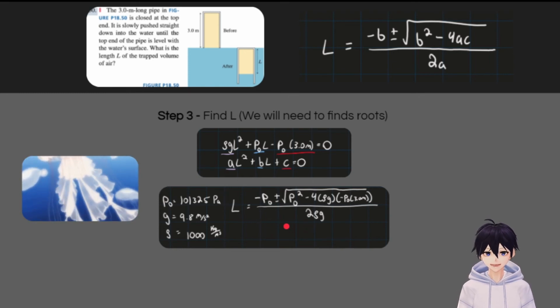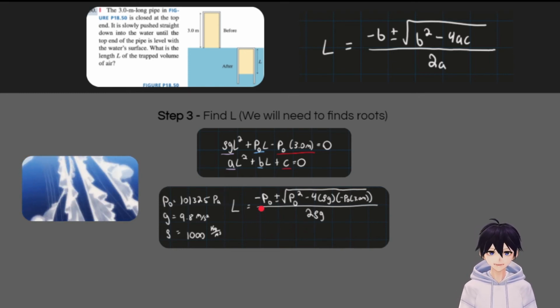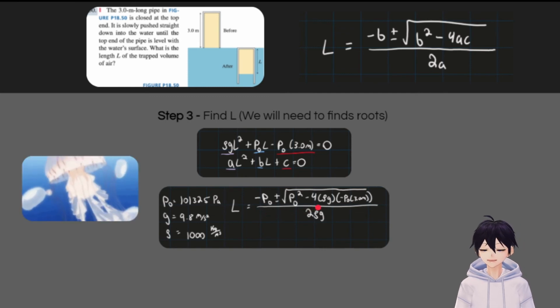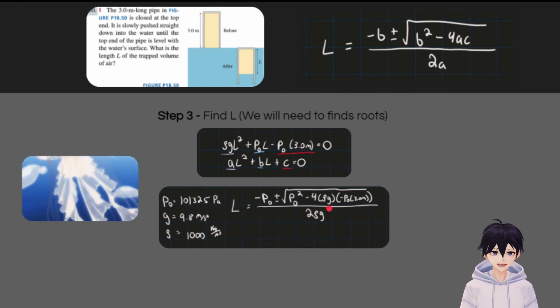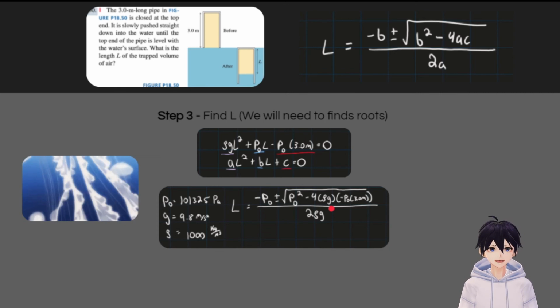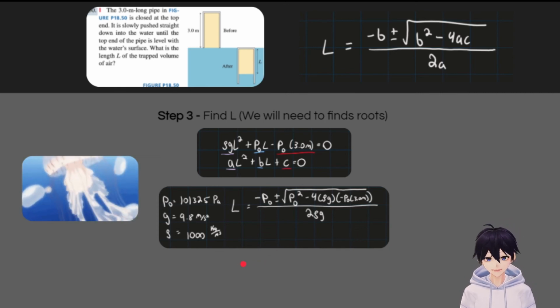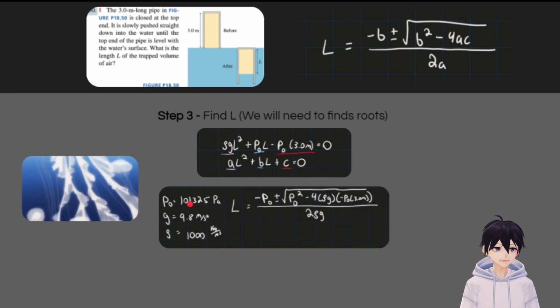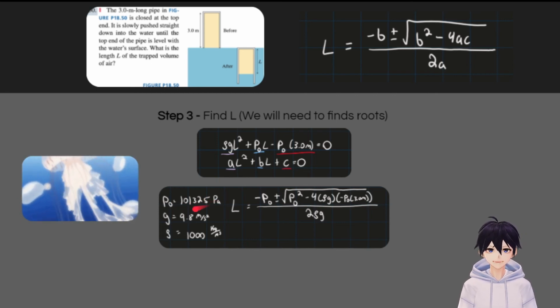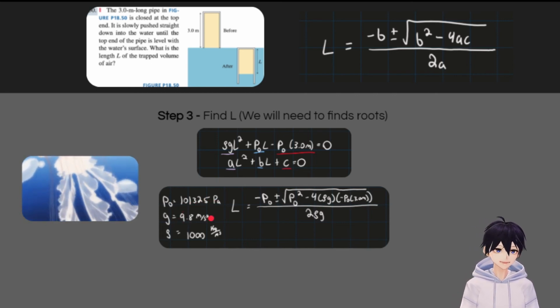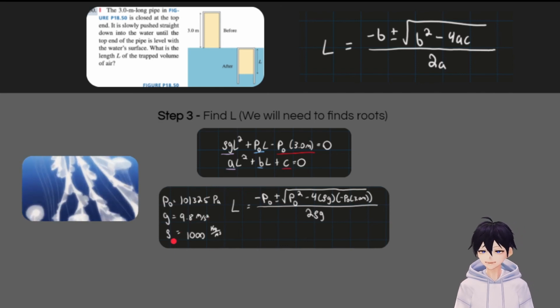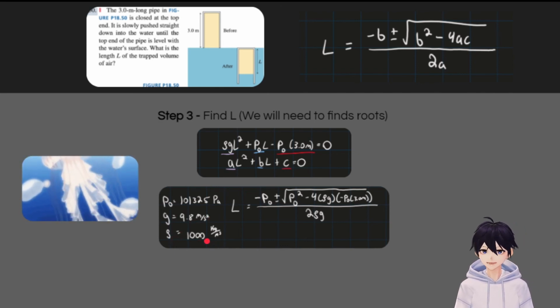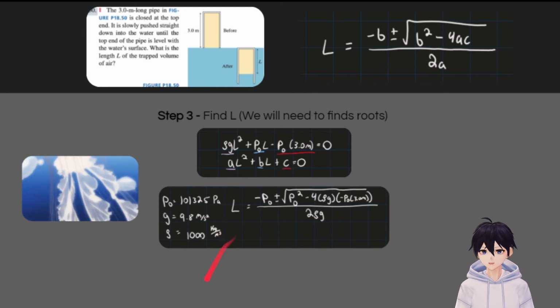So we can't solve L straightforward because we don't have the numbers for atmospheric pressure, density of water, or gravity, but since this is usually common knowledge, we can Google it. So our atmospheric pressure is 101,325 pascals. Gravity is 9.8 meters per second squared. And then the density of water is 1,000 kilograms per meter cubed.